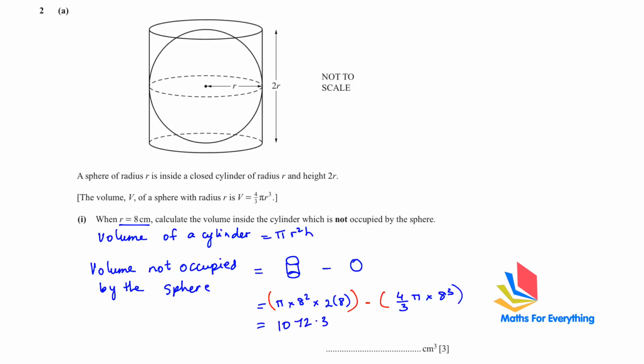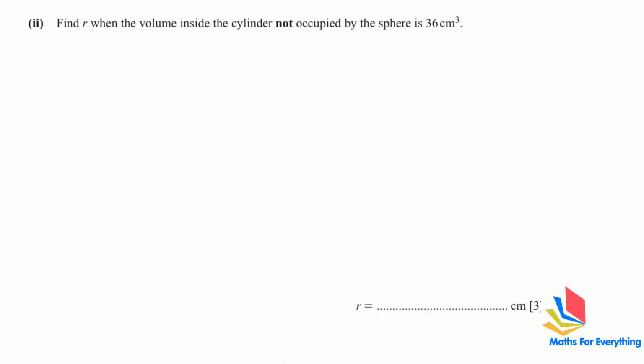1072.3. We can just leave it as 1072 cubic centimeter. Next part of the question, find R when the volume inside the cylinder not occupied by the sphere is 36 cubic centimeter. So the volume has been given to us and we have to find the radius.